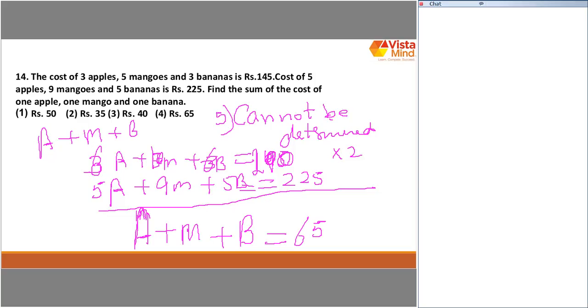Now you can see that by solving two equations, we can get an equation by the name of a plus m plus b. For finding a plus m plus b, it was never required to find the value at individual level of a, m and b. We needed to find the entire equation a plus m plus b. I hope everyone realized their mistake and everyone who did not know what to do have understood the question.